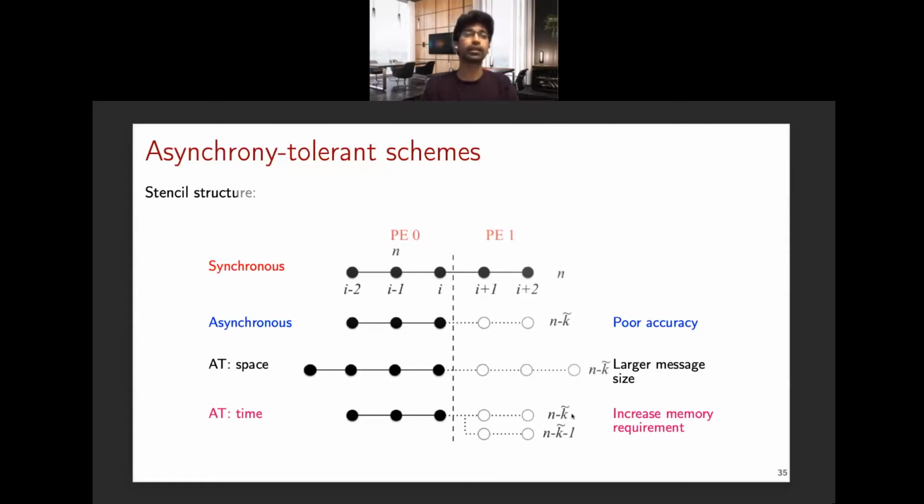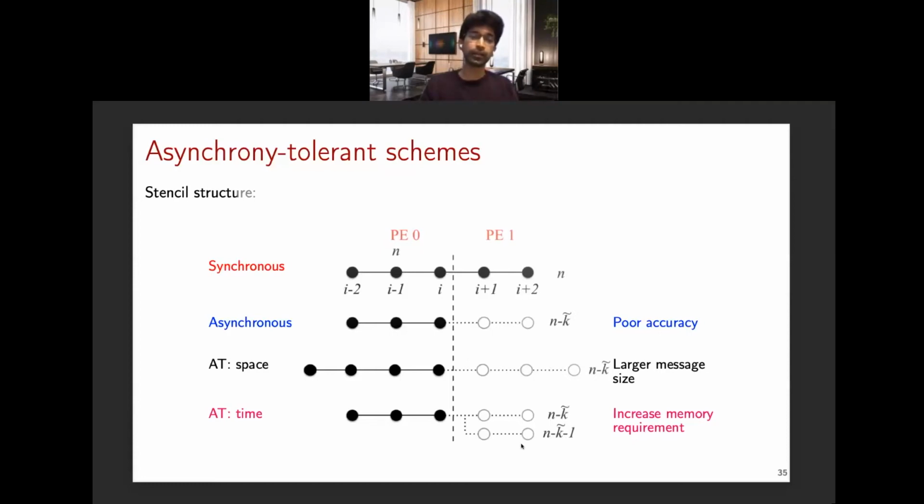In the second case, we want to expand the stencil in time, where the message size would remain the same. However, what you would observe is an increase in the memory requirement per processor. So this has a consequence on how you want to design a stencil for a really big simulation. If your supercomputer is memory bound, you want to go with the spatial stencil. If your supercomputer is latency bound, you want to go with the temporal stencil.